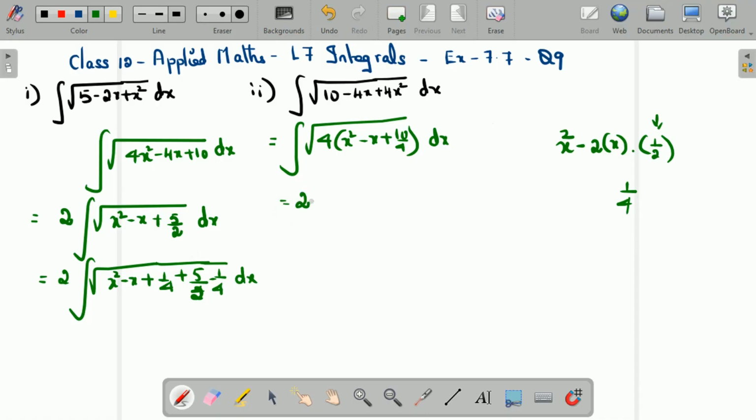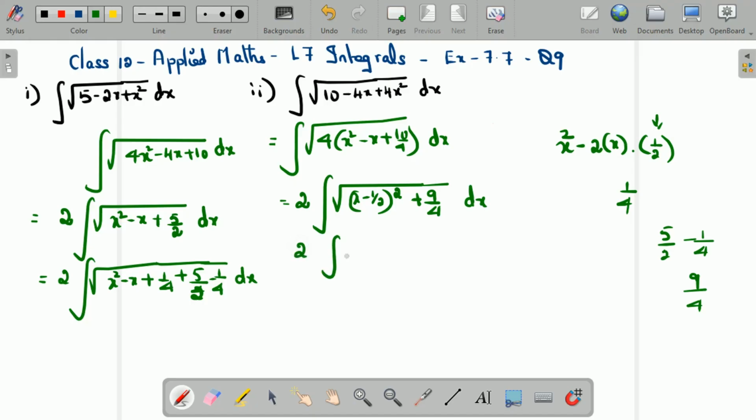So this is equal to 2 into integral of root of x minus 1 by 2 the whole squared. Now you have a 5 by 2 minus 1 by 4. So you take an LCM, this will become 4. So 10 minus 1 is 9. So this is 9 by 4. So this is plus 9 by 4 dx. Then remember the 9 by 4 is a squared. So you can also look at it as 2 into integral of root of x minus half the whole squared plus 3 by 2 the whole squared dx.